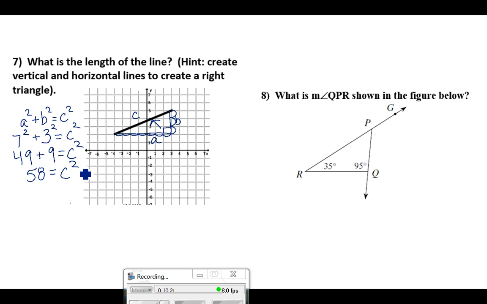We're not looking for C squared, we're looking for the C, the side length. So we're going to have to take the square root of both sides. This cancels. We have the square root of 58, or approximately 7.6 units for C.